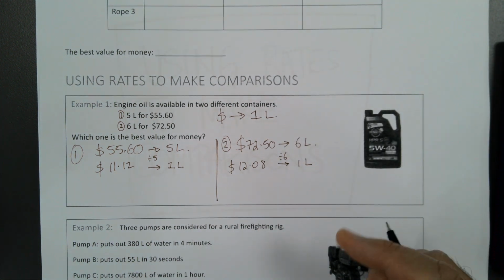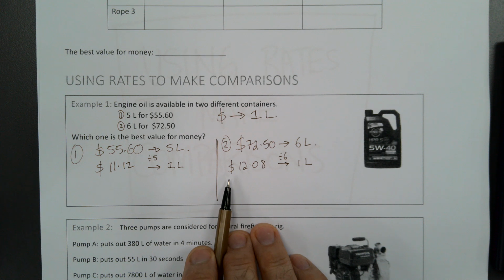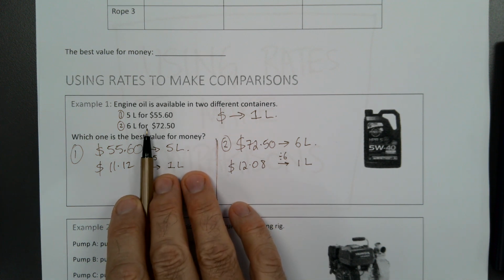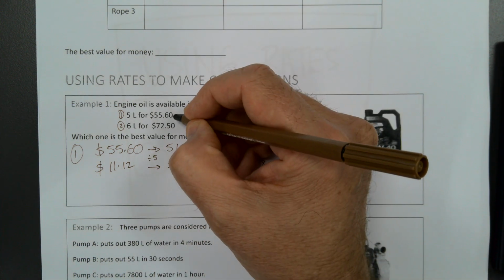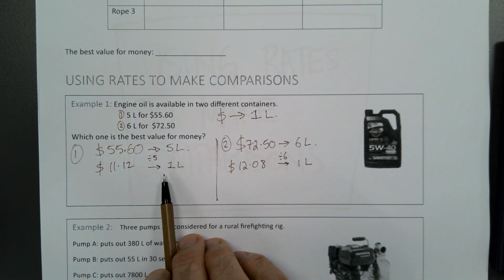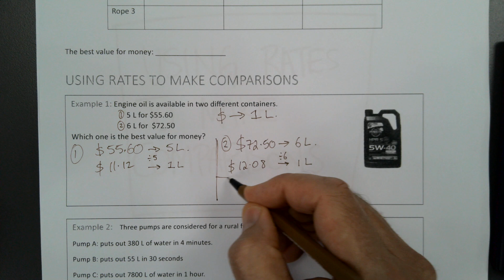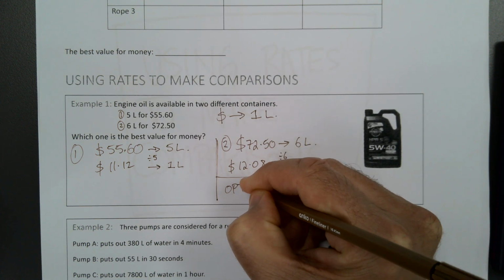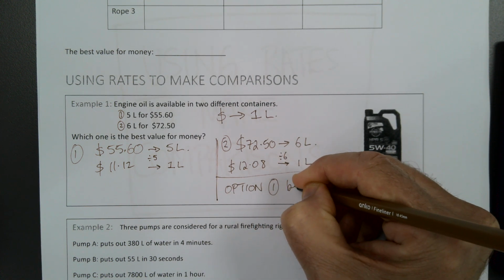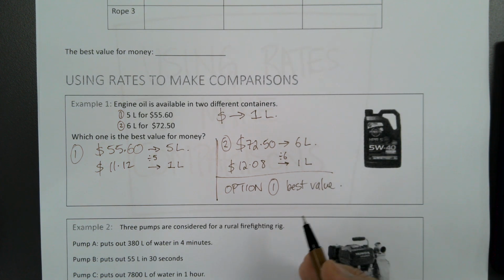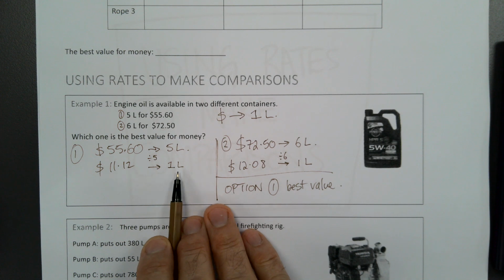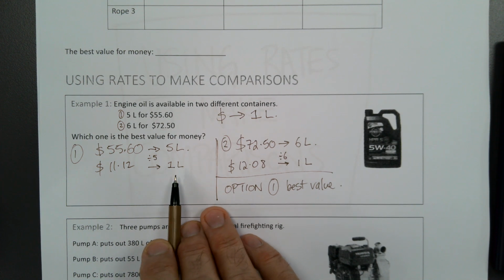All right, so it turns out that the second one is actually better value for money. No, other way around. This is the cheapest one. The first one is cheapest per litre. Okay, so yeah, I know it's cheaper if you just walk in and buy it, but you're actually getting better value for money. So option 1 is best value, because we figured out this one is cheaper on a per litre basis for just 1 litre.